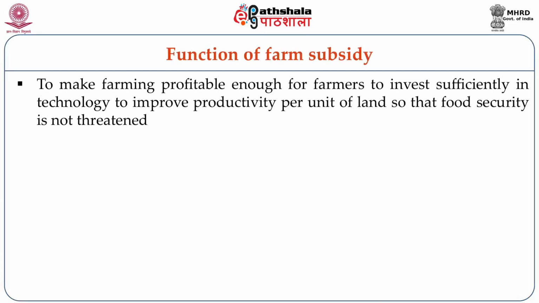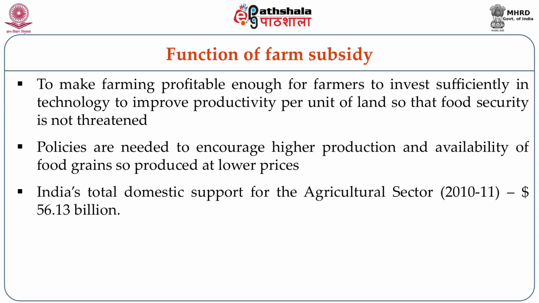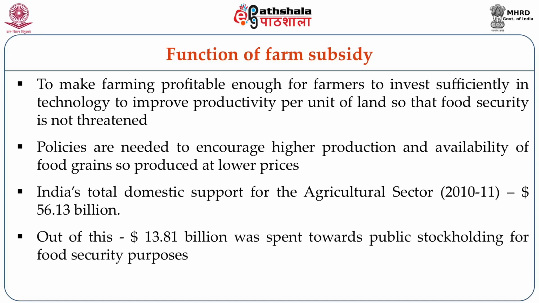What is the function of farm subsidy? To make farming profitable enough for farmers to wish to invest sufficiently in technology to improve productivity per unit of land so that food security is not threatened. Policies are needed to encourage higher production and availability of food grains, produced at lower prices. India's total domestic support for the agricultural sector in 2010-11 was, in US dollar terms, $56.13 billion. Out of this, $13.81 billion was spent towards public stockholding for food security purposes.